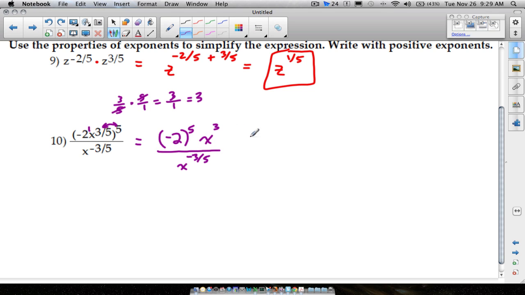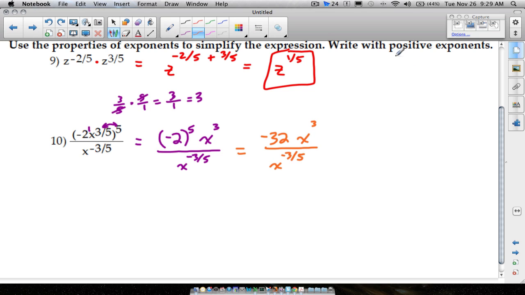And then from here, let's simplify this some more. So negative 2 to the 5th power. What you're doing there is you're taking negative 2 times negative 2 times negative 2 times negative 2 times negative 2. Therefore, you get negative 32. That is simplified for that part right there. Just be careful with your signs. We still have x cubed up top, and at the bottom, we have x to the negative 3/5.